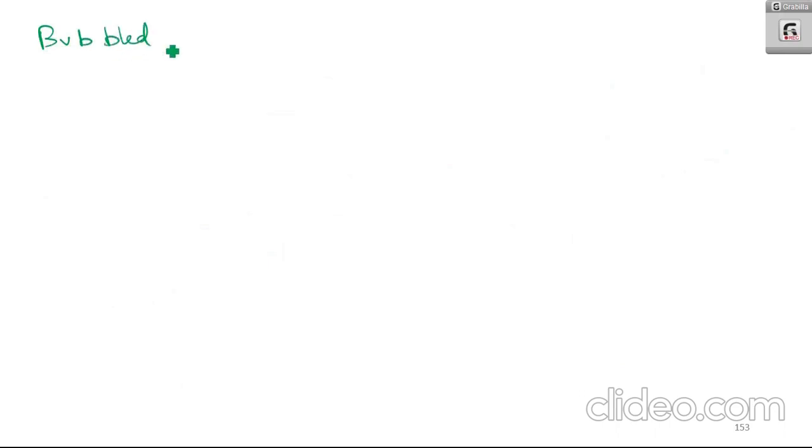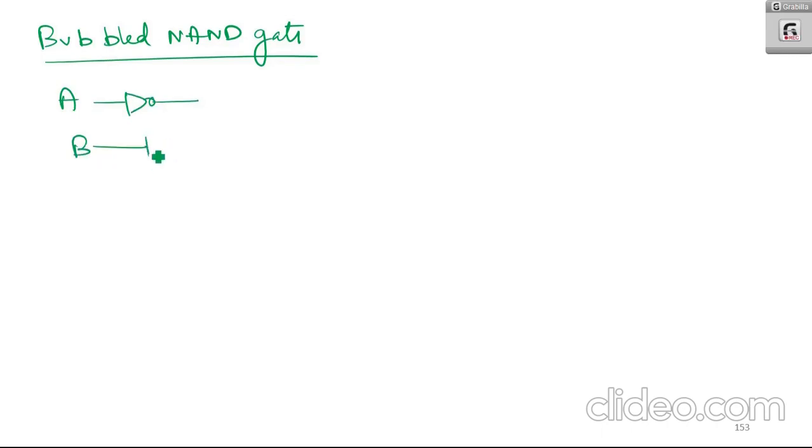Bubbled NAND gate. Okay. So what is bubbled NAND gate? So A is given here, B is complemented and given to an AND gate. Okay. So you will get A bar and B bar. So here what is H? H is equal to A bar dot B bar.